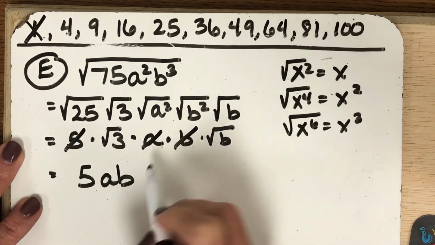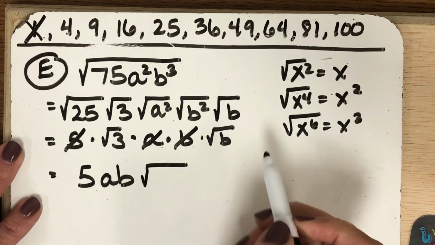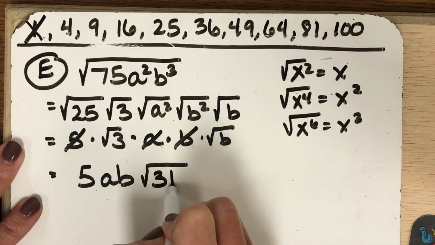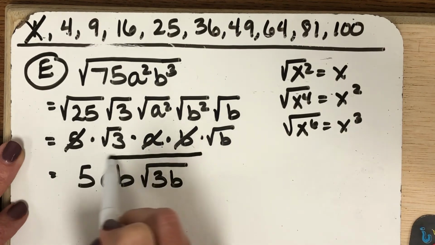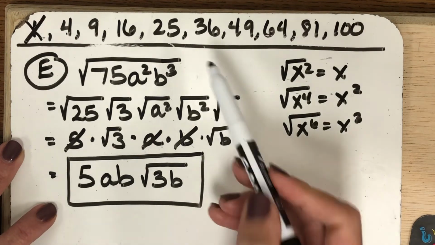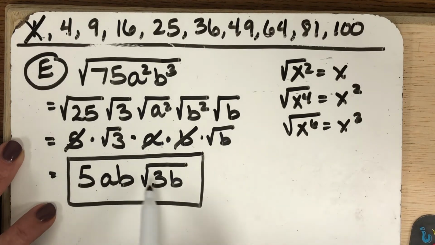And now I have my leftovers. I'm going to group those all together, and I'm going to do my number first and then my variable: 3b. So the simplified form of this is 5ab times the square root of 3b.